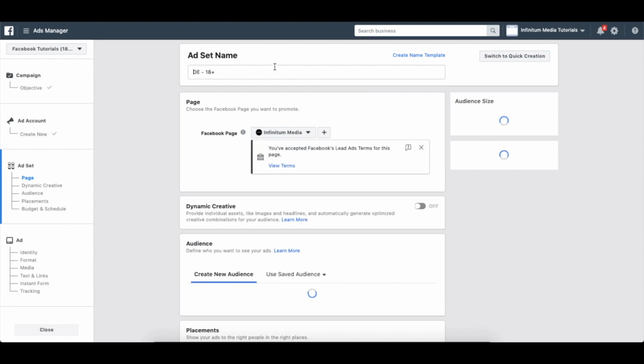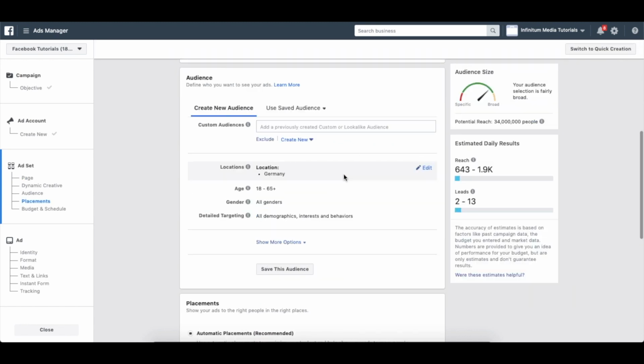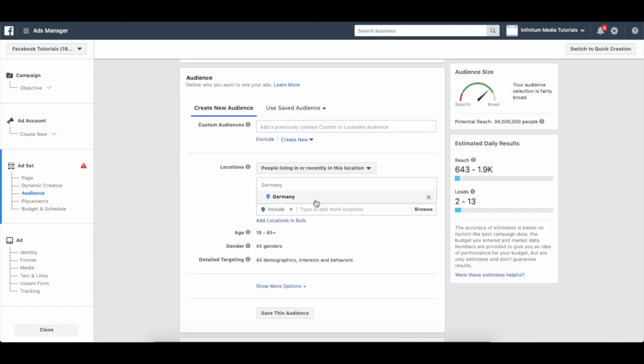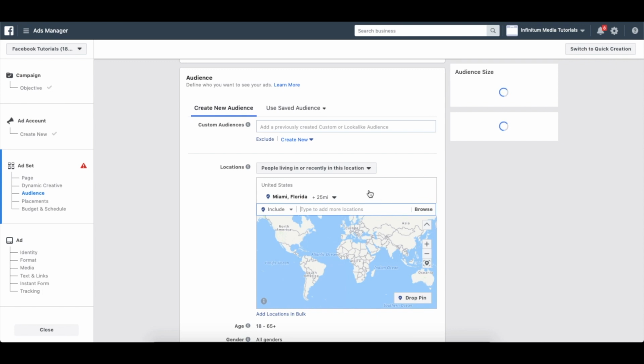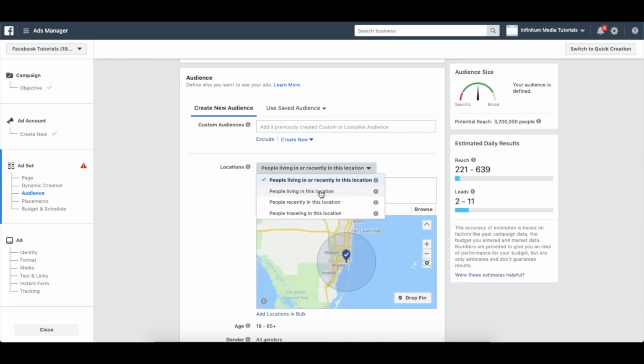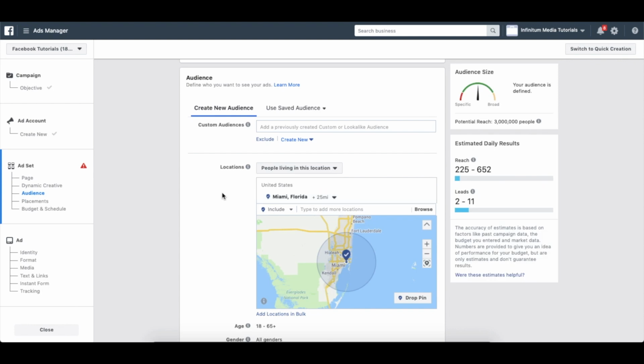And then we're going to go ahead and choose our page here. I'll choose my page, Infinite Media, and then the main thing is the audiences. I'm advertising this in Miami, so I'm going to choose Miami. Okay, and make sure that you always have people living in this location, because people who are just visiting are obviously not going to buy or sell houses there. They don't own houses there. So people who are living in this location. And then also keep it to 15 miles.